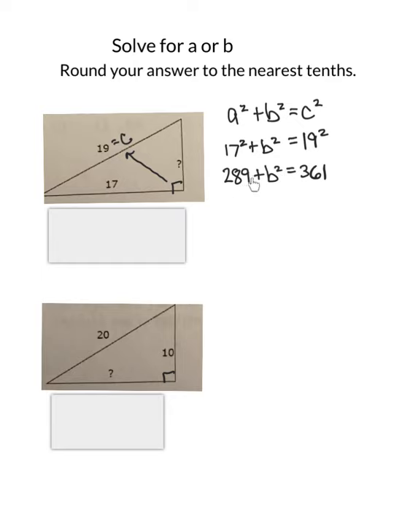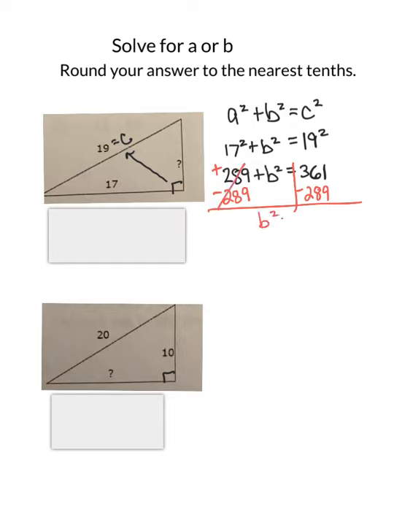So who do we need to move? We need to move the 289. So the 289, is it a positive number or a negative number? Right now it's positive. So how do we move a positive number? We are going to subtract it, or give it a negative, to make a 0. And so we're going to subtract 289 from both sides. The positives and negatives make a 0. They cross each other out.